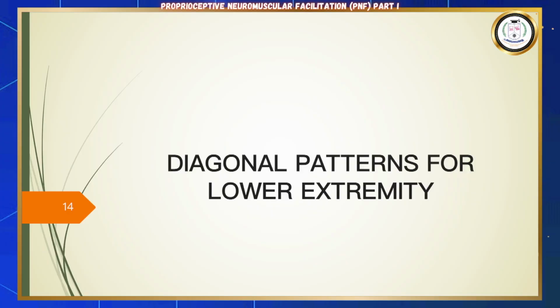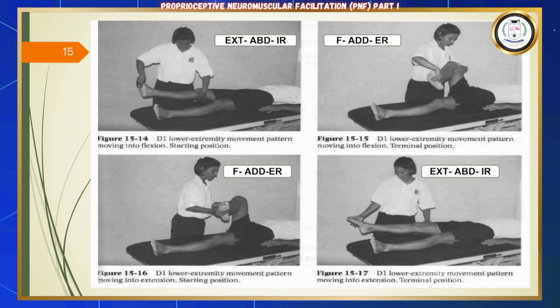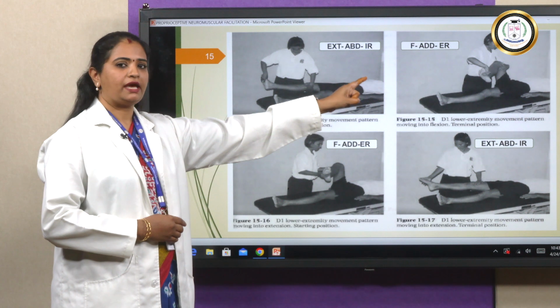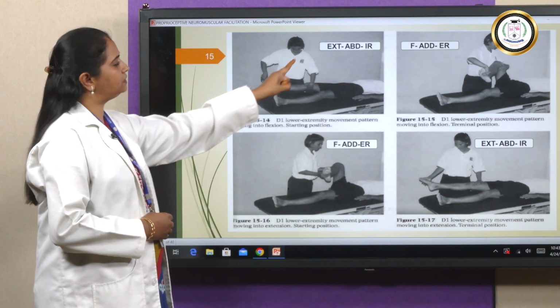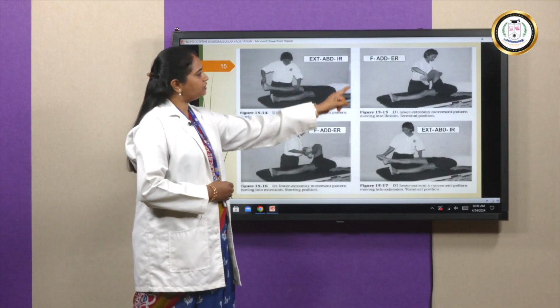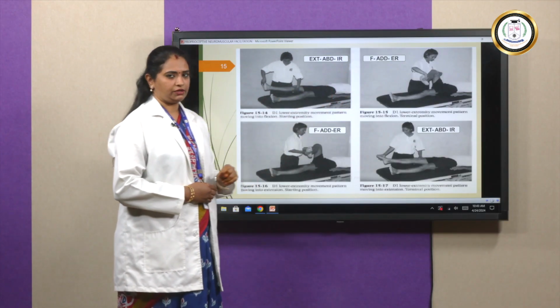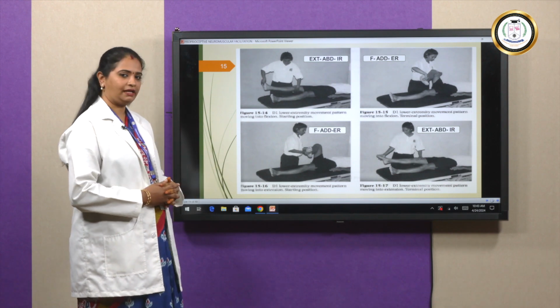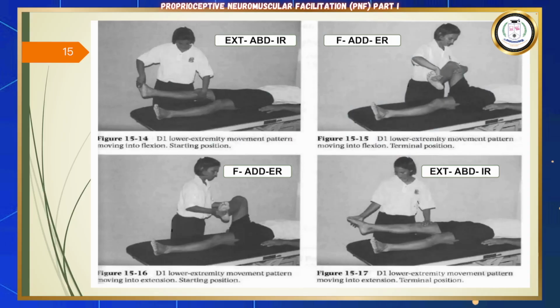Now, let us look into the diagonal patterns of the lower extremity. The upper two pictures, the left side corner, show the D1 movement pattern starting position to the D1 movement pattern ending position. The starting position is extension, abduction and internal rotation, while the ending position is flexion, adduction and external rotation. The lower two pictures are again D1: starting position flexion, adduction, external rotation and ending at extension, abduction and internal rotation.